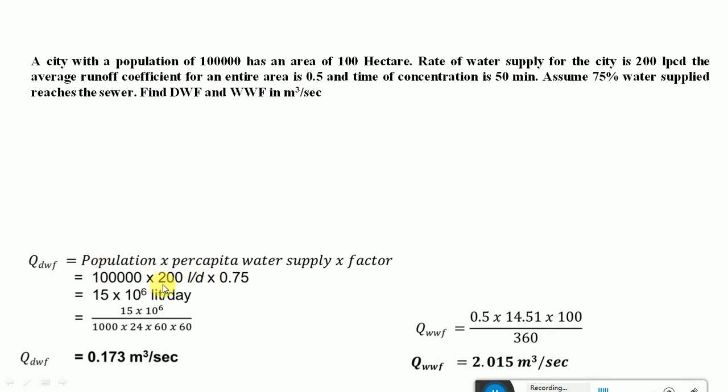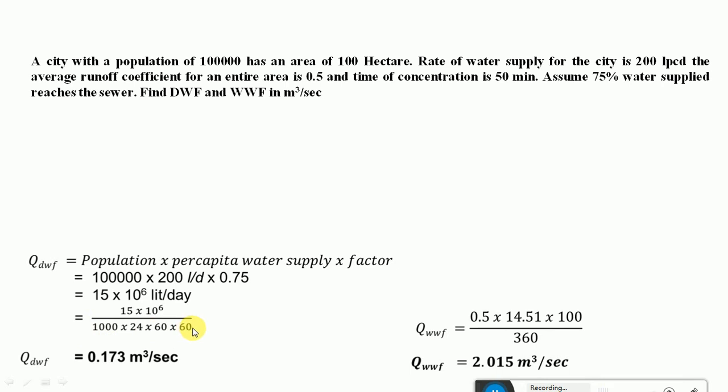Out of that they are telling that 75% of the water supply will reach the sewer. That means 75% of whatever water we are supplying will come out as the sewage, and that is the discharge, and that is the dry weather flow. So we are multiplying this quantity by 0.75. To convert this liters per day into meter cube per second, we are dividing it by 1000 into 24 into 60 into 60.